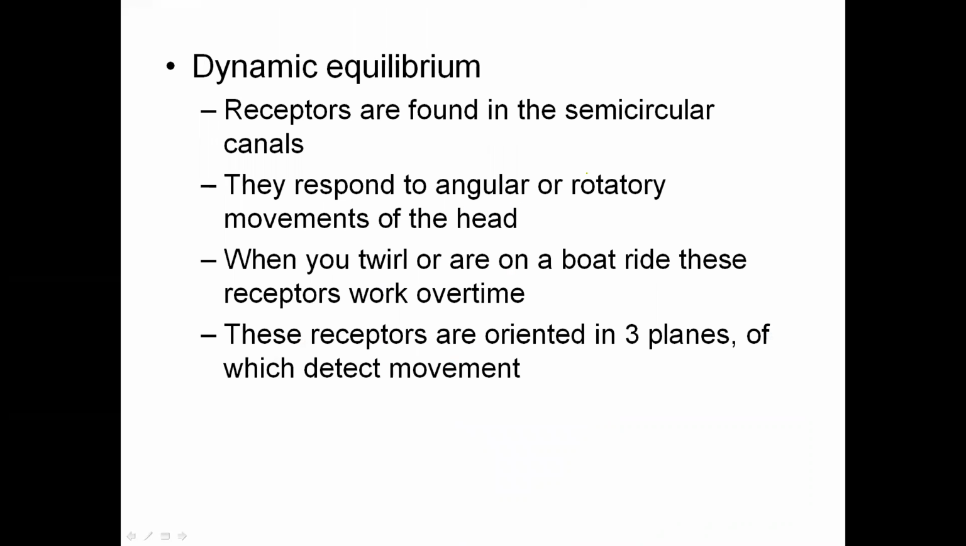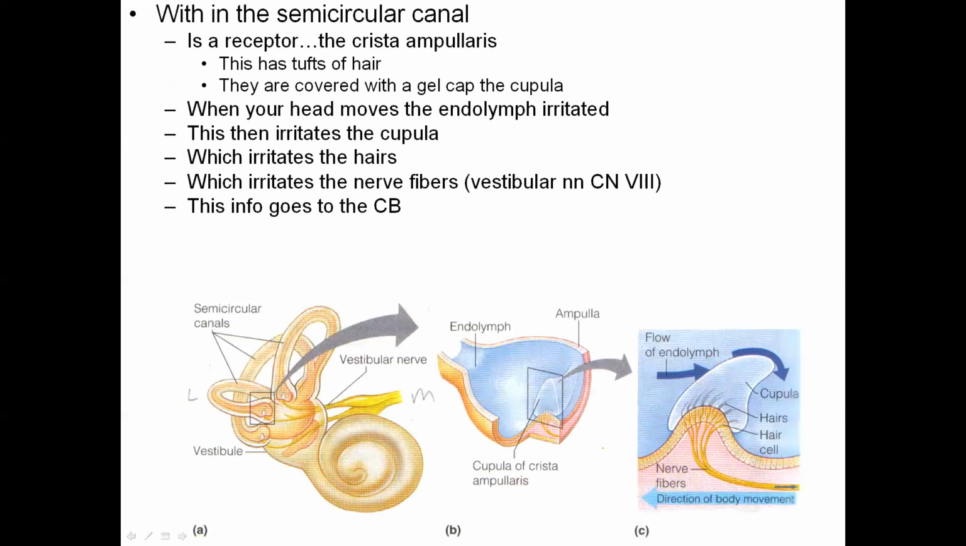Okay, the dynamic equilibrium, as we said before, is when you're set in motion. So these are responsible for the angulatory and rotatory movements of the head. Okay, so twisting and twirling and other things that require more advanced balancing, like a bike or ice skating. This is where this is going to come into play. Okay, these are found within the semicircular canals. All right, so right here.